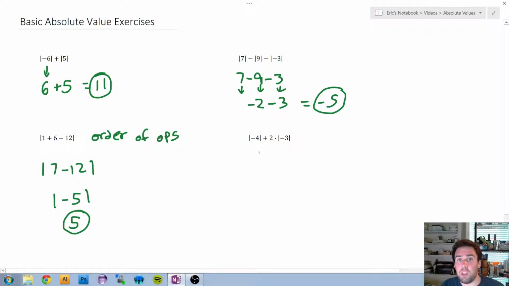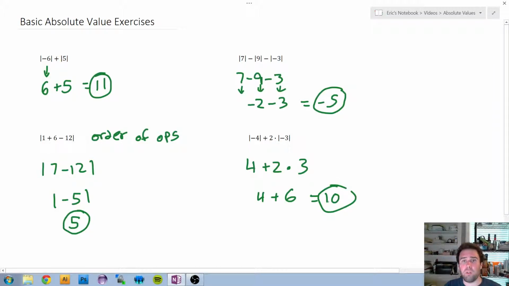Let's take a look at this problem down low. The absolute value of -4 would be a +4. This +2 is outside, so I'm not going to worry about it, and we got a times right there. Absolute value of -3 would be 3. And now we have another order of ops. Multiplication comes first, so I got to turn that into a 6. 6 plus 4 gives us 10. So our final answer was 10.